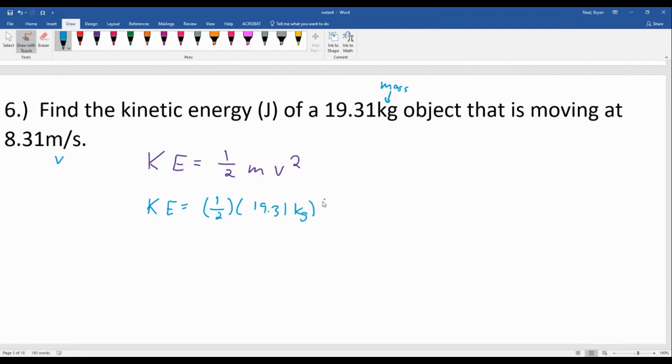19.31 kilograms, and then 8.31 meters per second. Oops, that gets squared. So it's not squared yet.